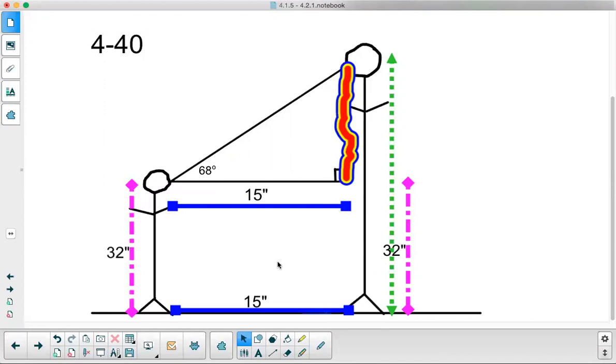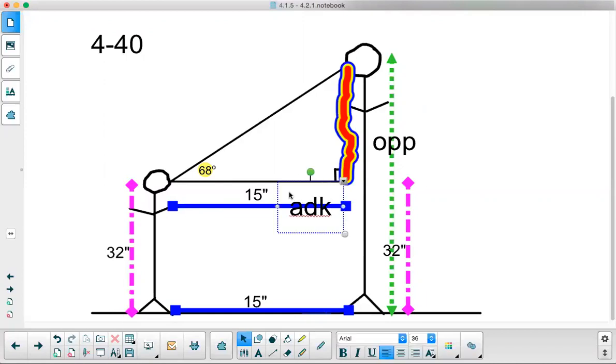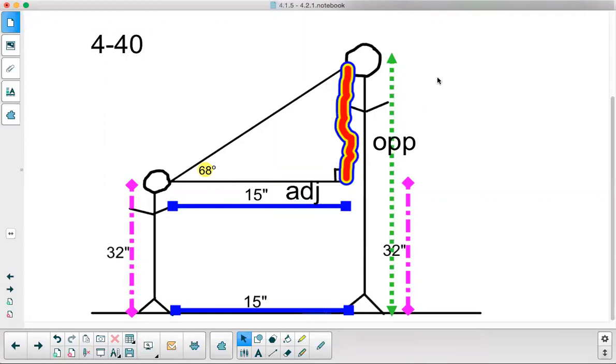So since this is my 68-degree angle, and I notice that this side across from it here is my opposite side, and the 15 is my adjacent side, I'm going to use tangent to figure out this distance right here. We can label that x.